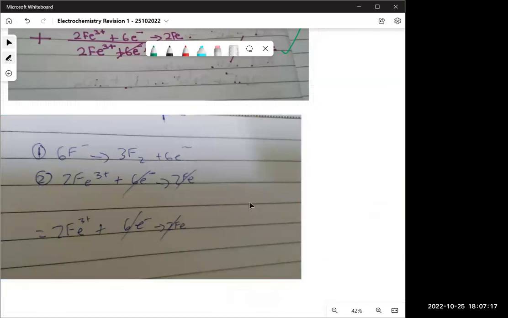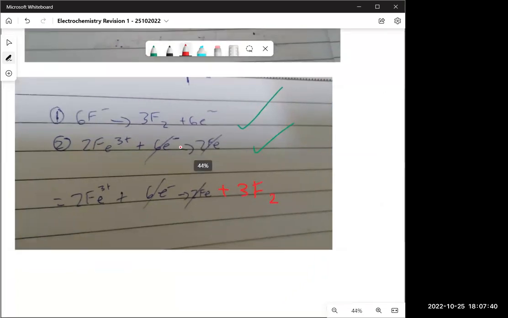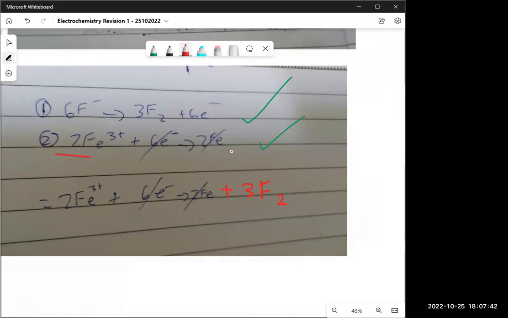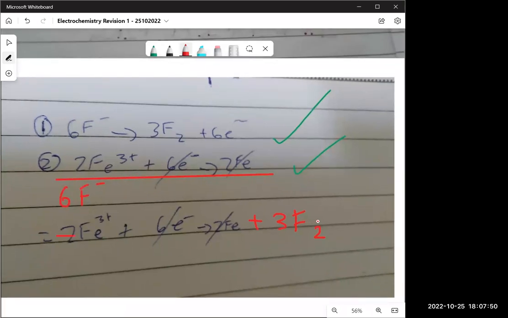Yes. Now there's one problem here. So far this is correct, but when you add them, I think you're missing something, which is 3F2. Okay. Now, Diana, let's try adding them together. So I have 6F minus. I'll write that here. Diana, work with me. Now this part is wrong.